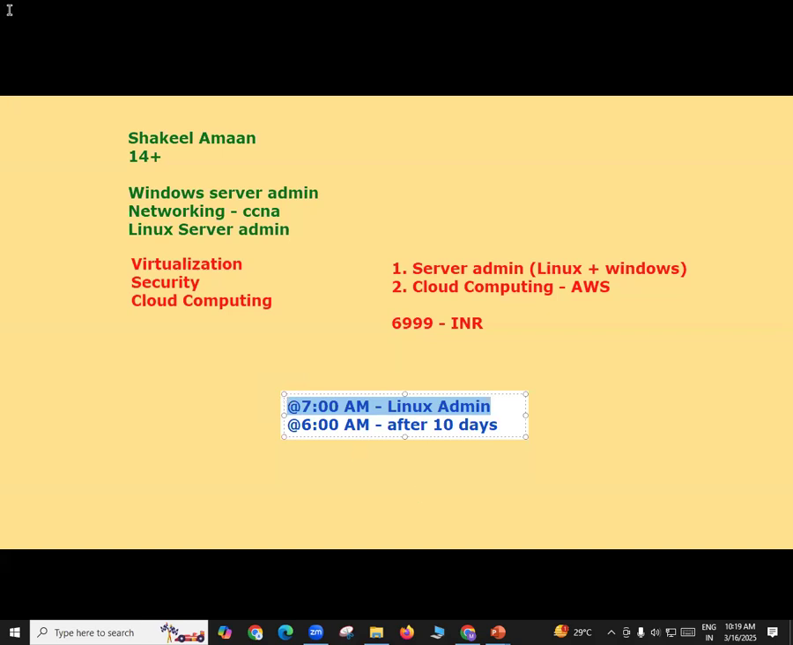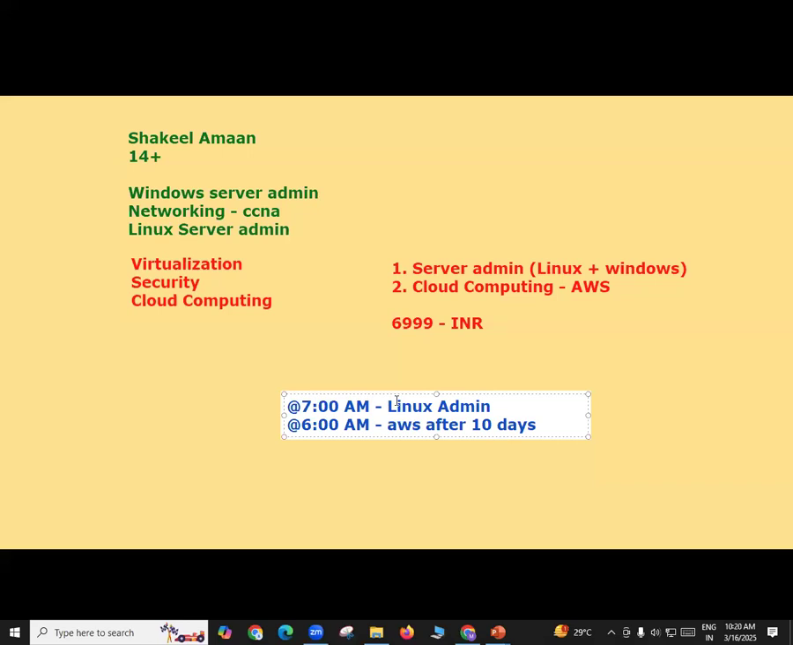And then after a few days, I'll start the AWS course, after, let's say, 1 week or 10 days at 6 a.m. So parallelly, you can come for both the courses, and in the next 45 to 50 days, or let's say maximum 2 months, you can complete your server administration as well as your cloud computing administration. This is the best possible option for you as of now.